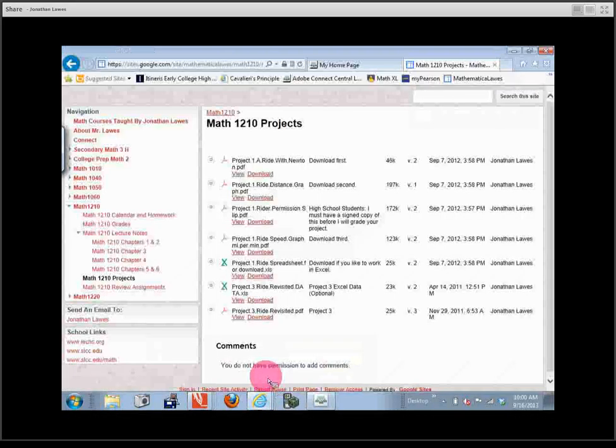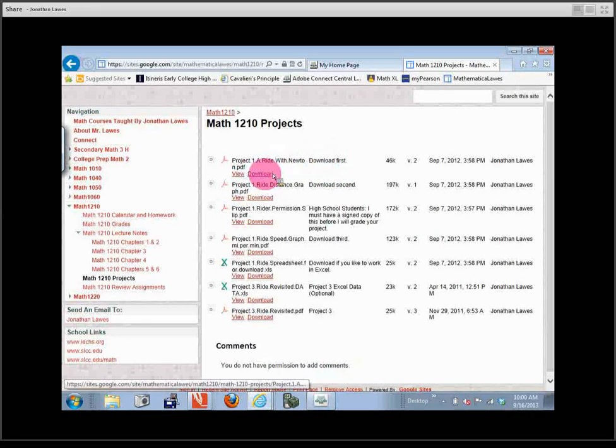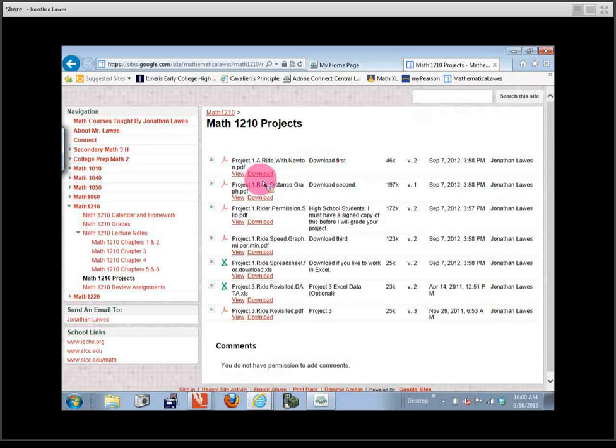You can find it on the website right here. So the first thing right here, this is what you want to download first. It's just a PDF document. It has the instructions for the project. Download the distance graph and the speed graph here. So you're going to collect some data and then you're going to plot that data.